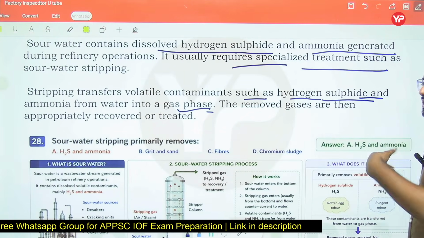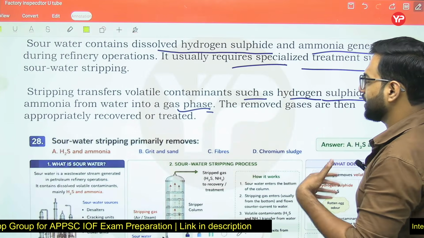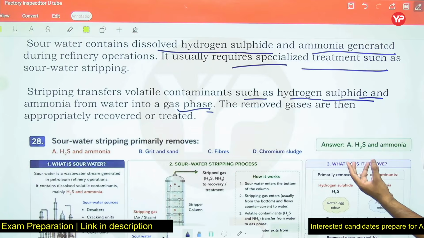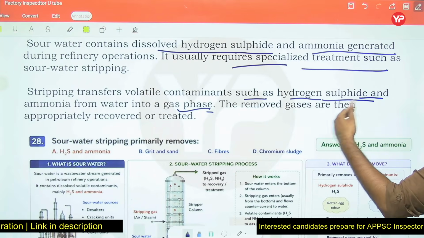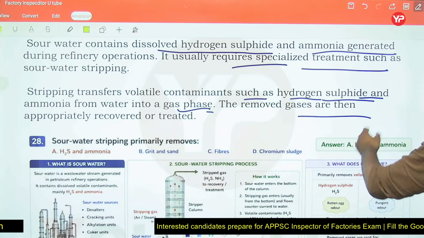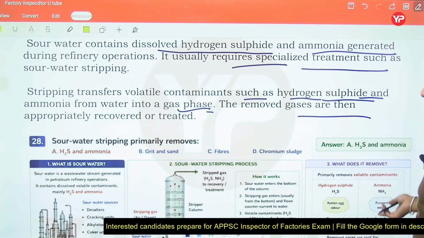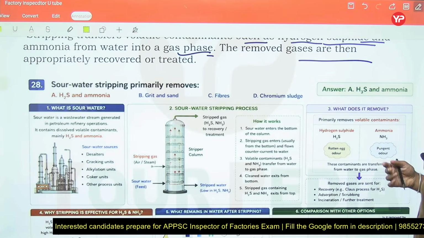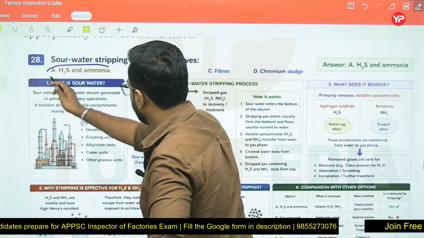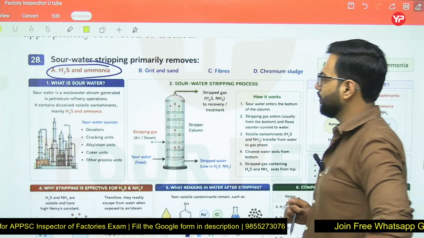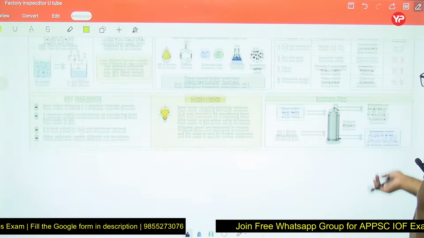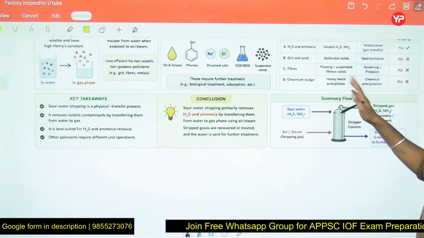So stripping means it transfers the volatile contaminants such as hydrogen sulfide and ammonia from water into a gaseous phase. The removed gases are then appropriately recovered or treated. So sour water stripping primarily removes H2S and ammonia. These points we have all discussed in the classes, friends.